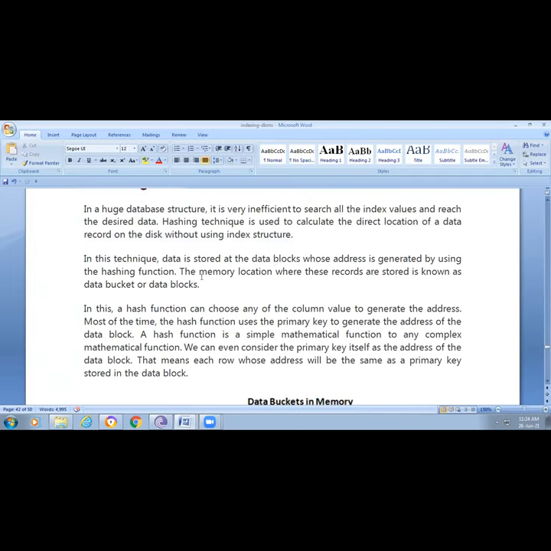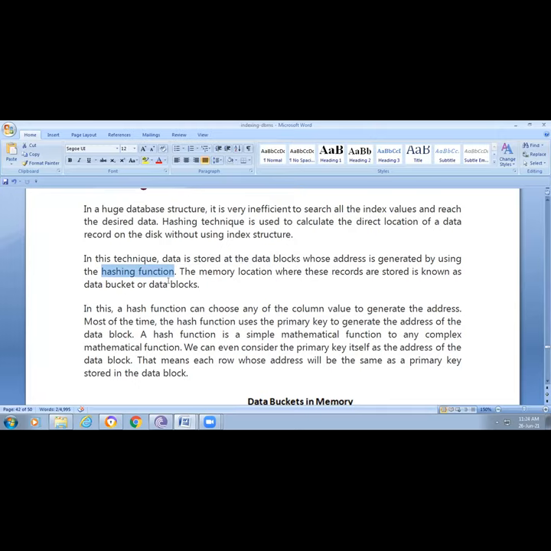In this technique, data is stored in data blocks whose address is generated by using the hashing function. This is one of the keywords: the hashing function. What is the purpose of this hashing function? It is used to store the data blocks, that is, where we are locating the data. That will be decided by the hashing function. The memory location where these records are stored is known as a data bucket or data blocks.